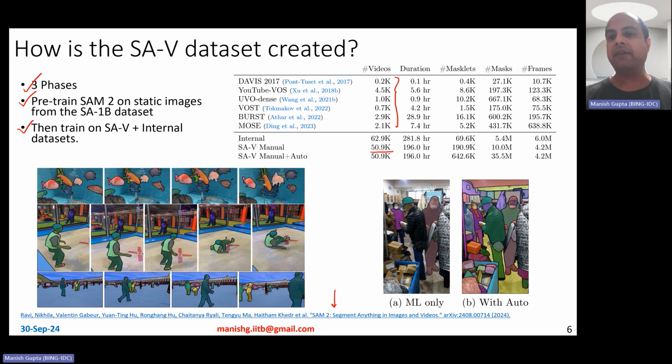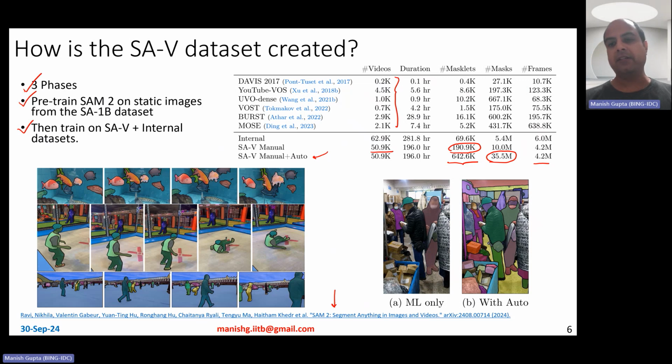Also, they have about 190.9K masklets. If you combine with the automatically generated masklets, which they also verify for quality, it is a huge number of masklets with about 35.5 million masks across 4.2 million frames. So it's a huge, huge dataset, right?